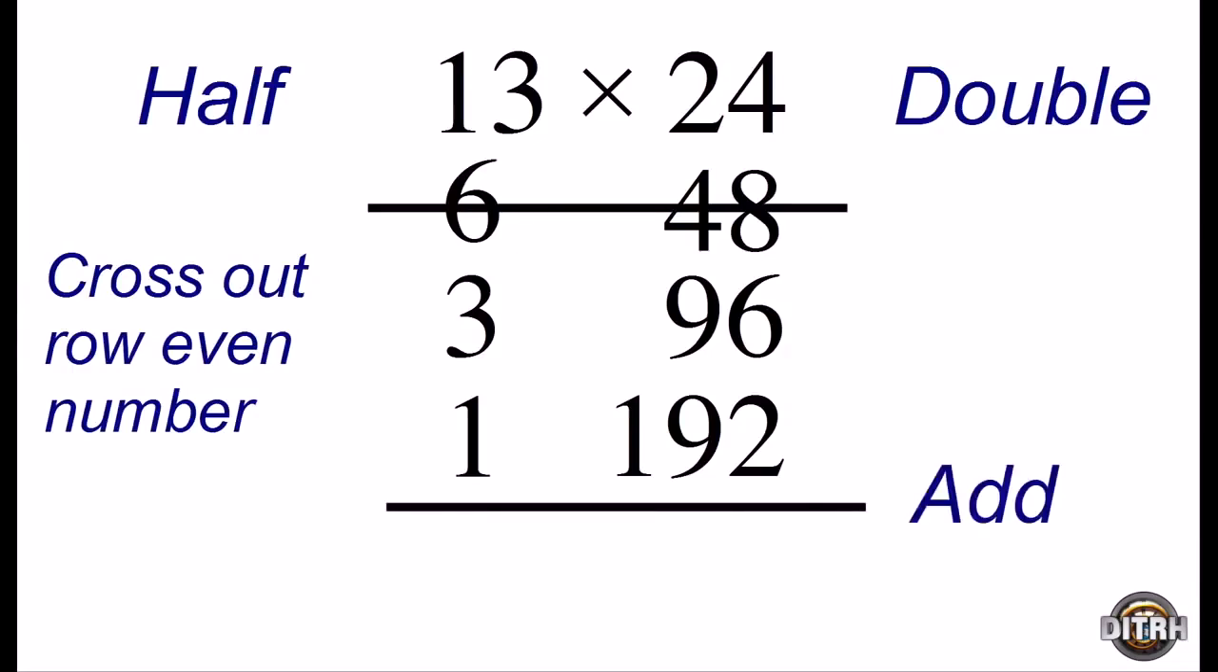The final step is to add the numbers in the right-hand column. So we need to add up 24, 96, and 192. And when we do that, we get the result of 312, and that's our answer. 13 times 24 is 312.